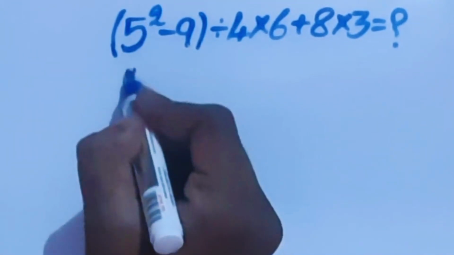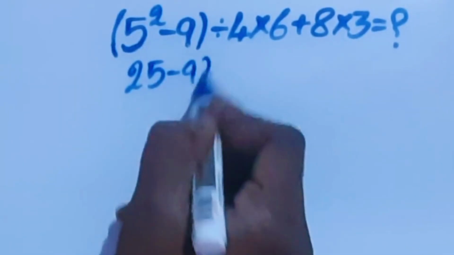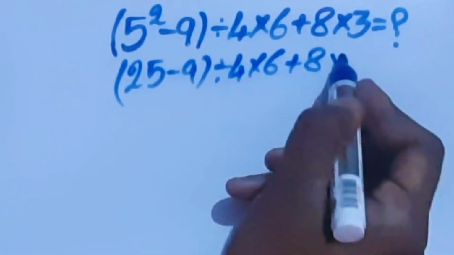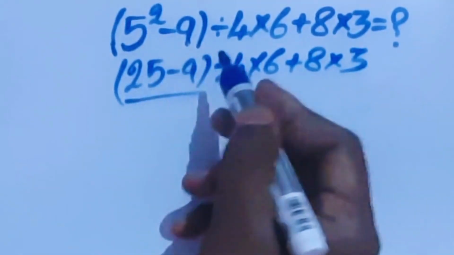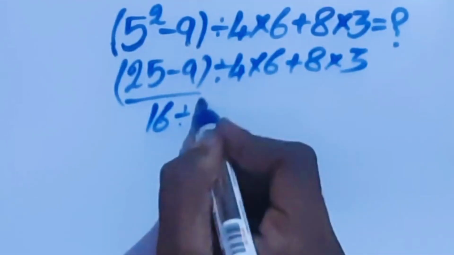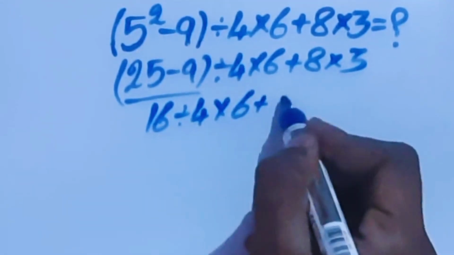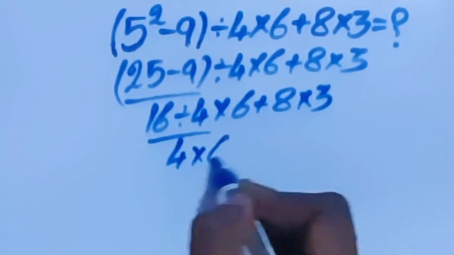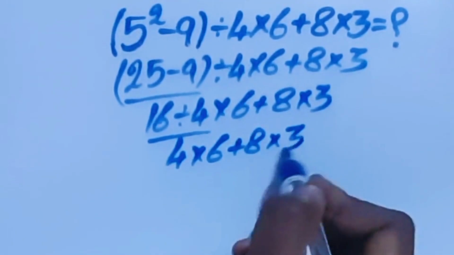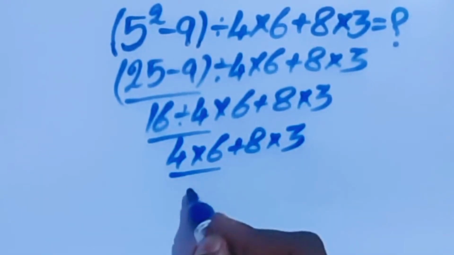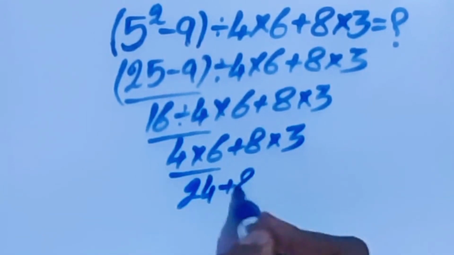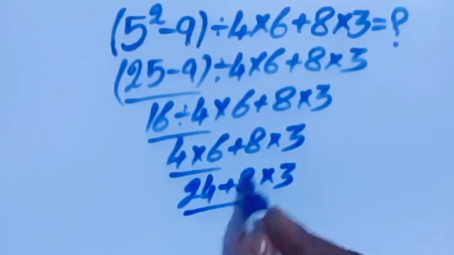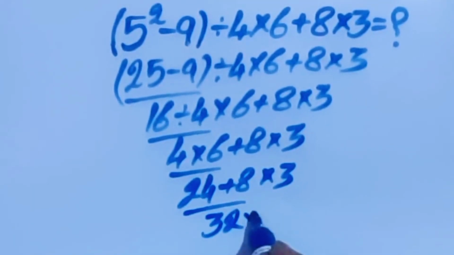I guess here 5 square is 25 minus 9 in bracket divide by 4 times 6 plus 8 times 3. Here this 25 minus 9 is 16 divided by 4 times 6 plus 8 times 3. Here 16 divided by 4 is 4 times 6 plus 8 times 3. Here 4 times 6 is 24 plus 8 times 3. Here this 24 plus 8 is 32 times 3.